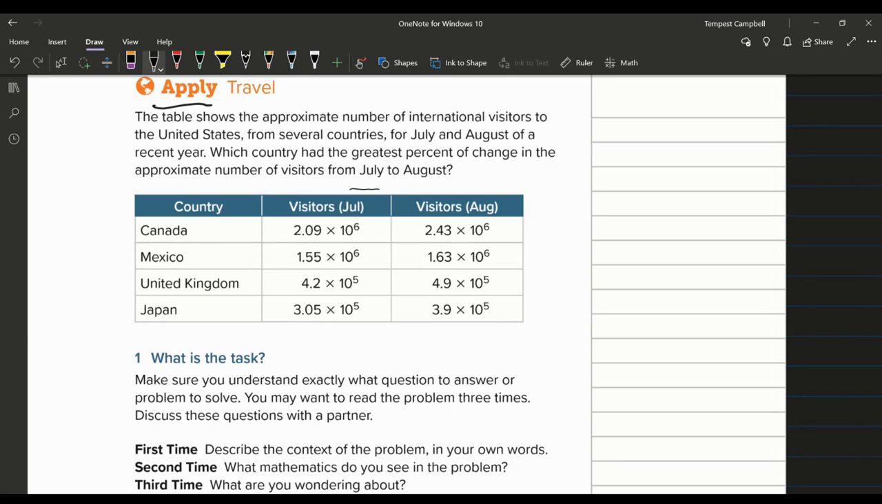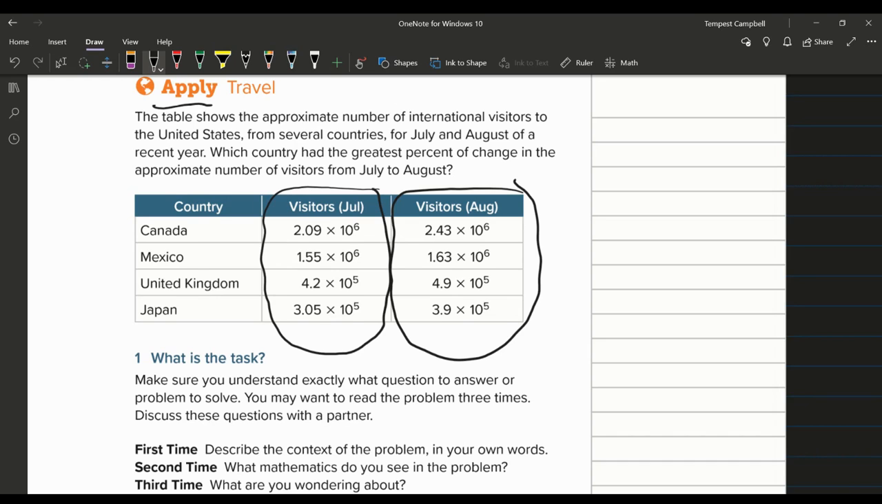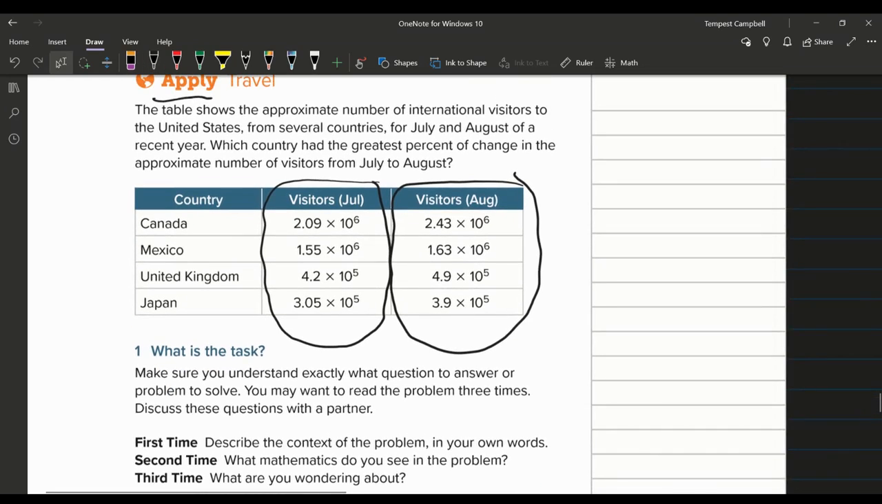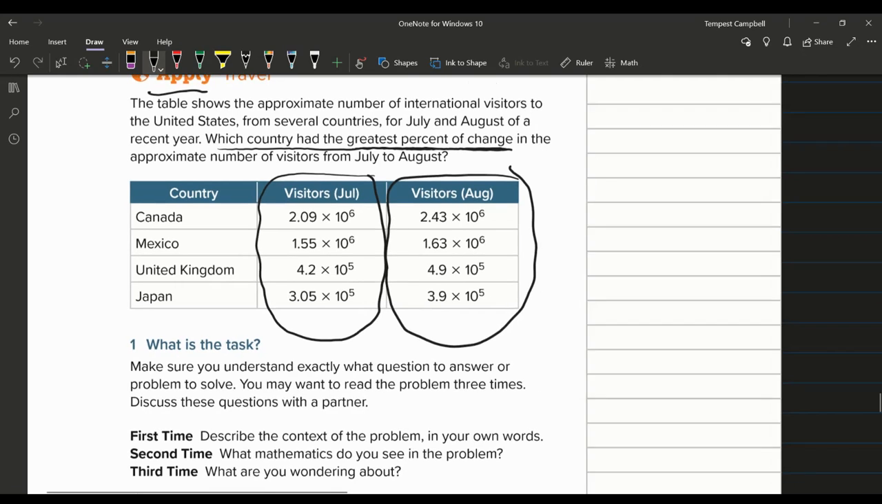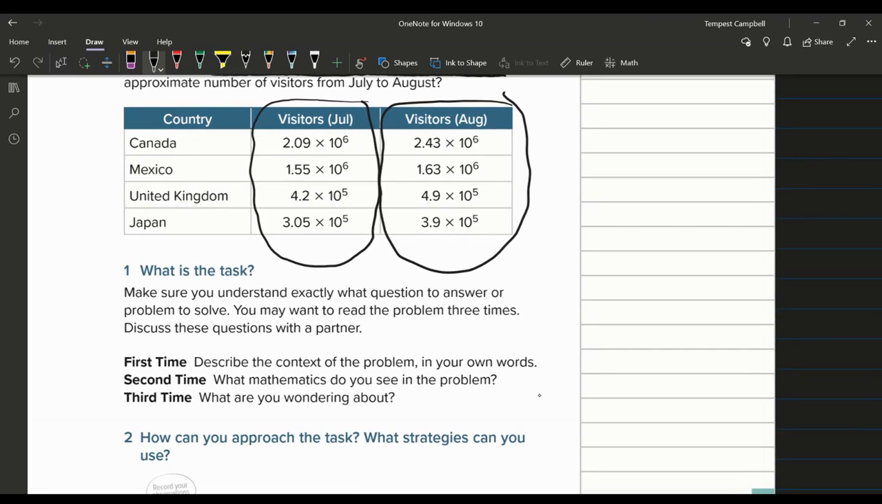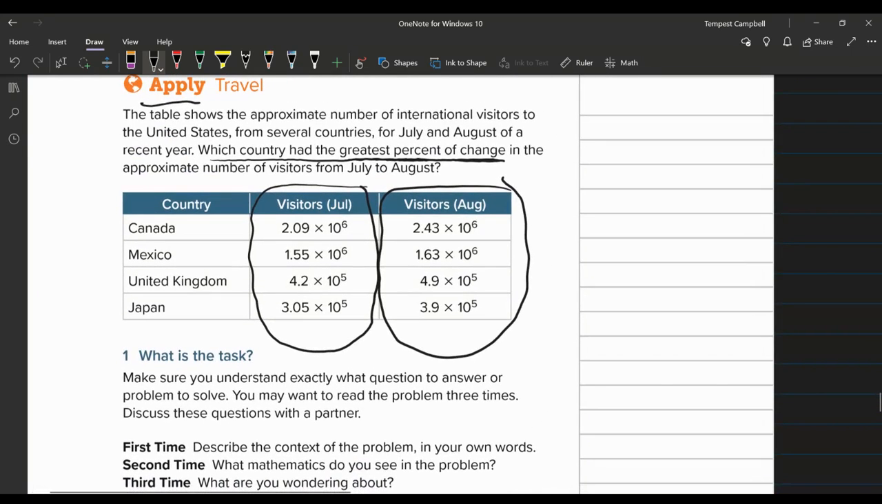So we're looking at our visitors in July, and then we're going to compare them to our visitors in August. First, it's asking which country had the greatest percent of change, meaning the greatest amount of change. Make sure you understand exactly what the question has to answer. Maybe we should read it again.